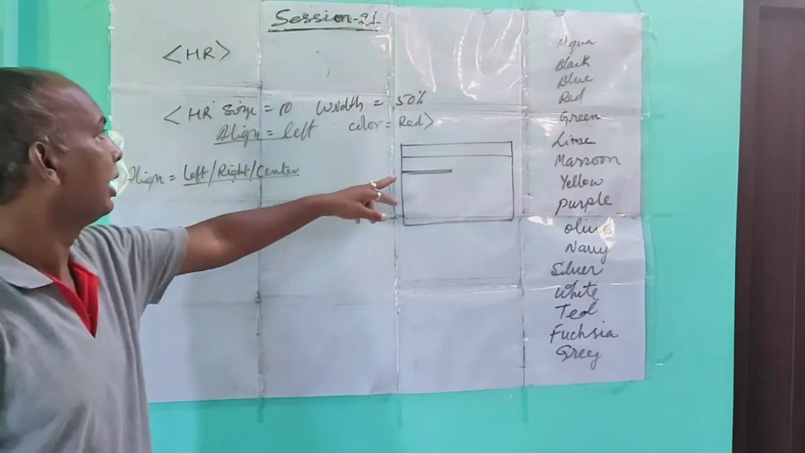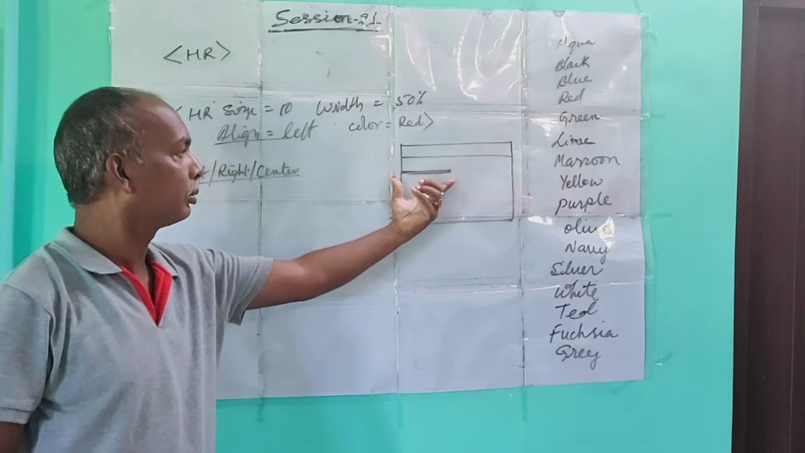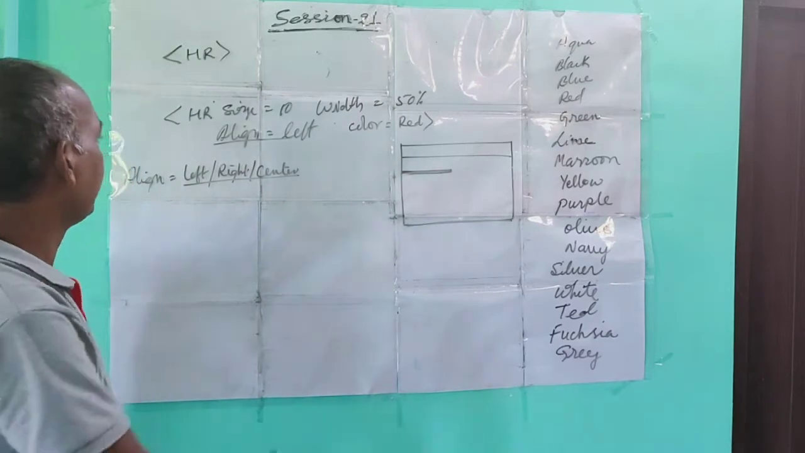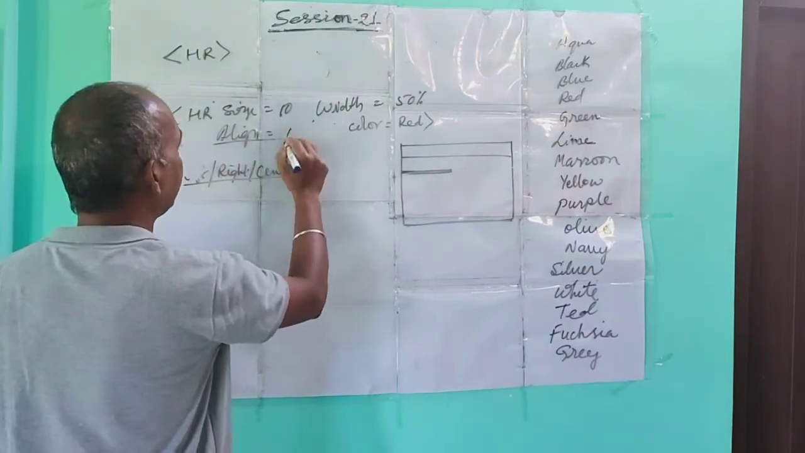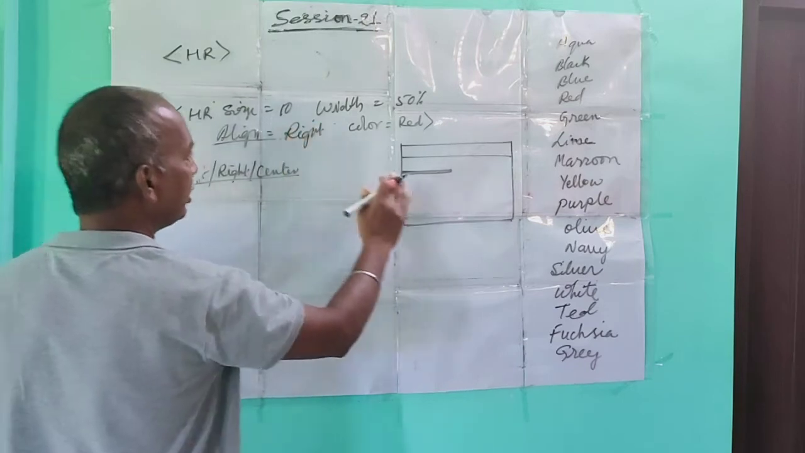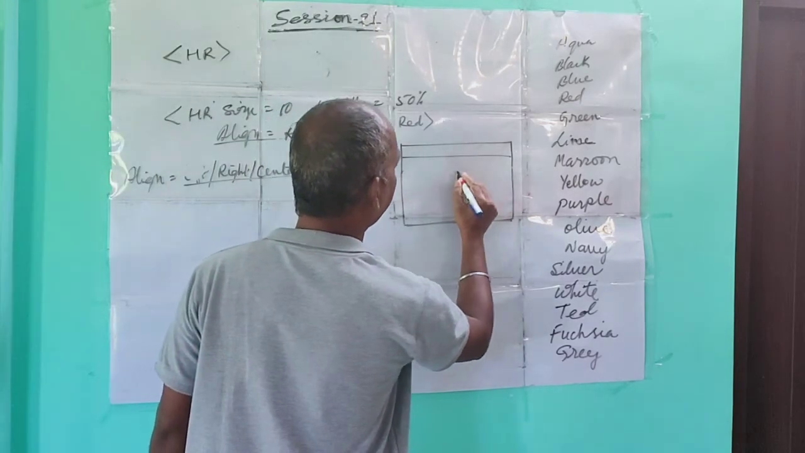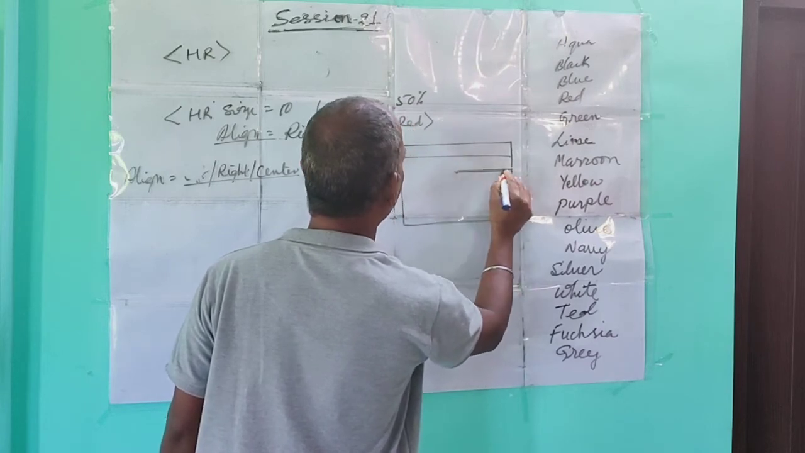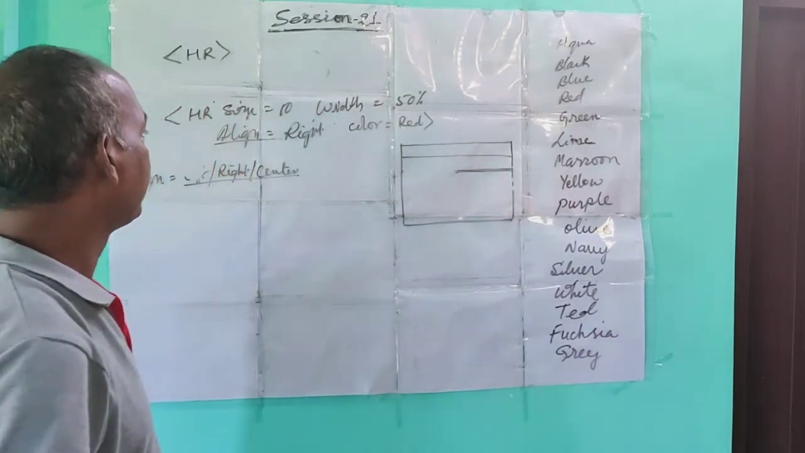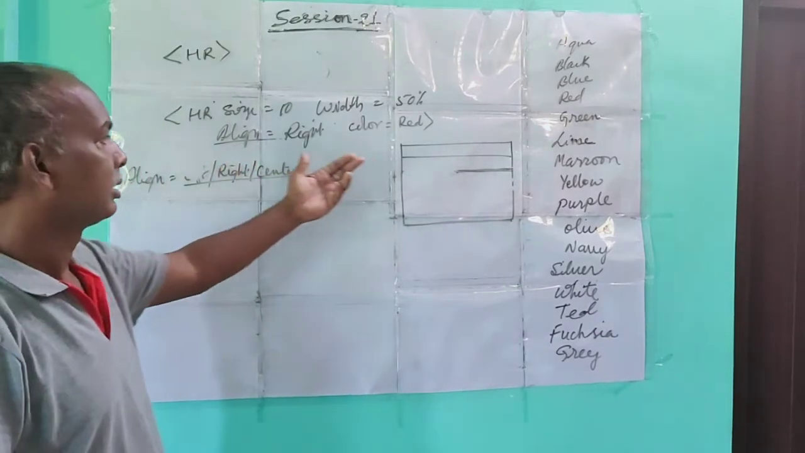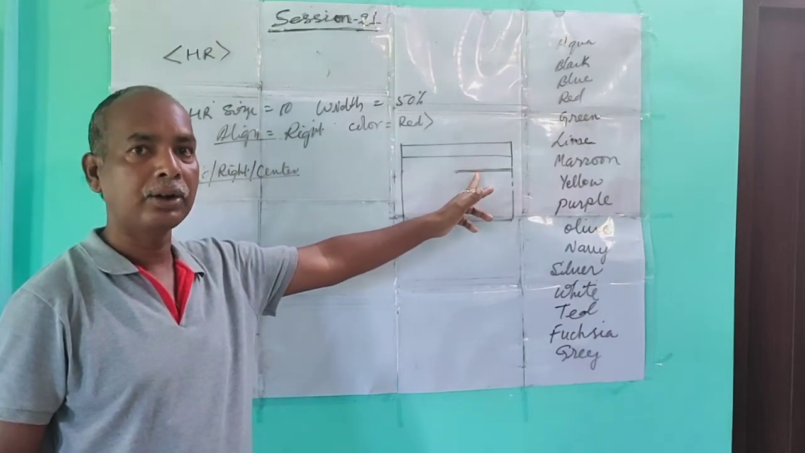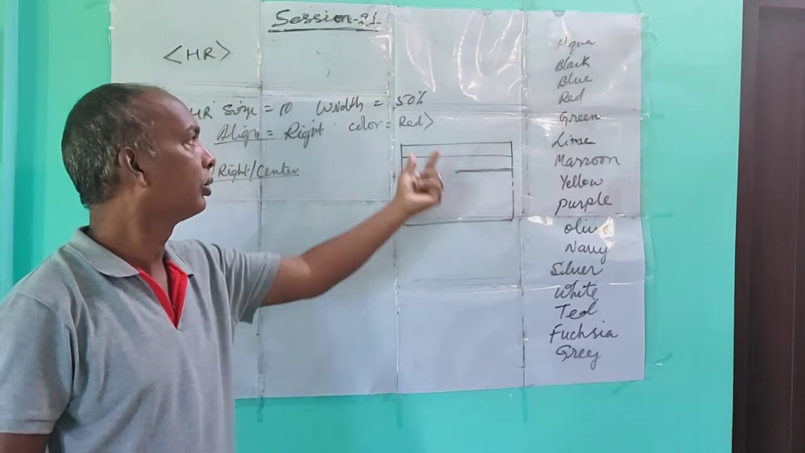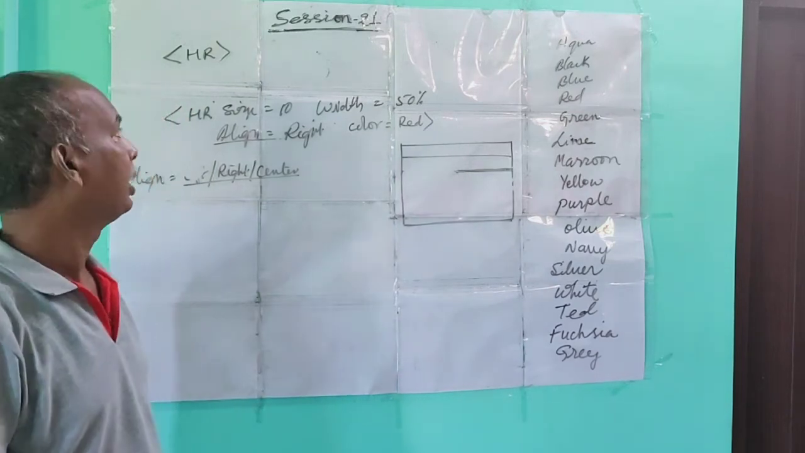So see, size is 10, width is 50% of the web browser, align is left, color is... If you write giving right, then this HR appears. So here you can increase and decrease the size, following the rule, and you can change align to left, right or center and give the color. Out of 16 colors, you can give any color. So this is the function of HR.